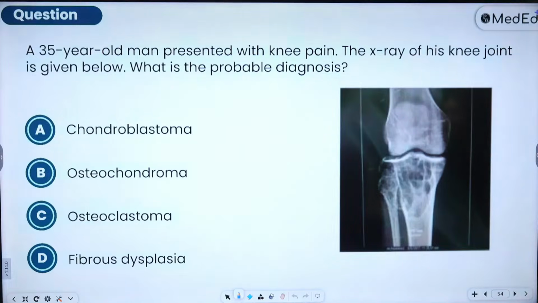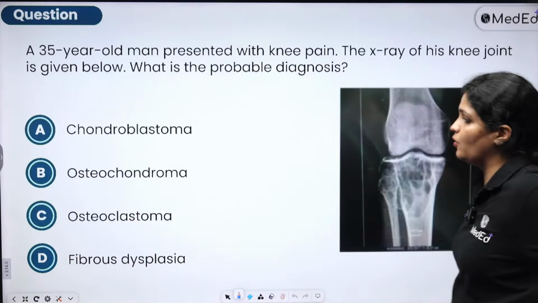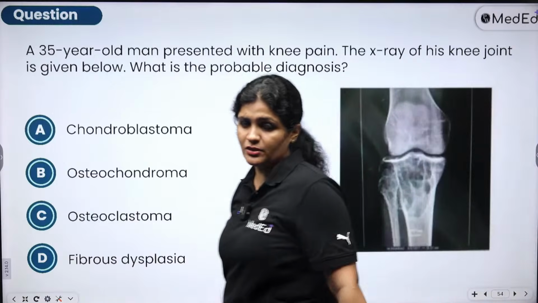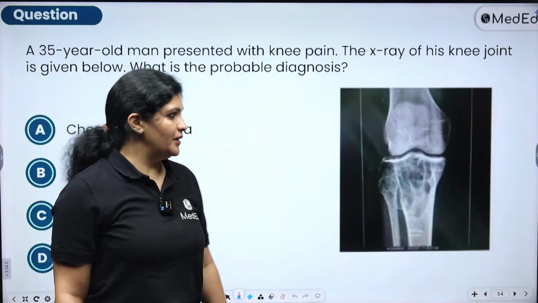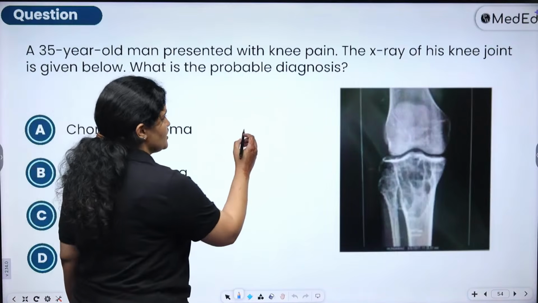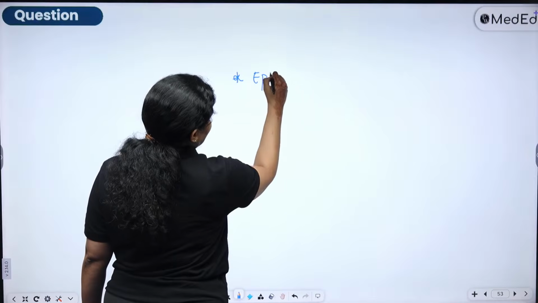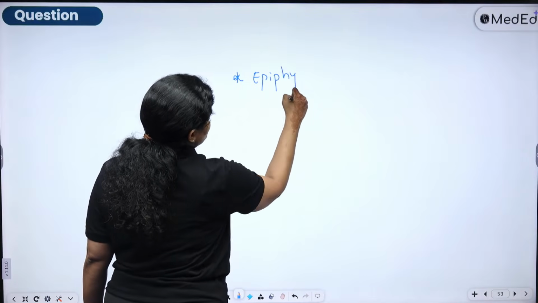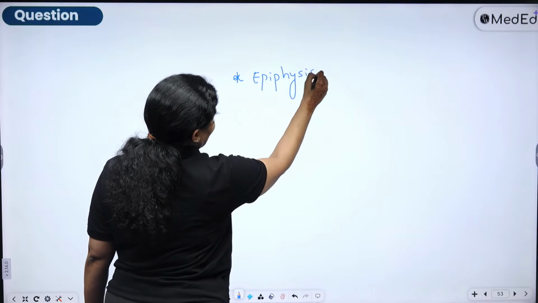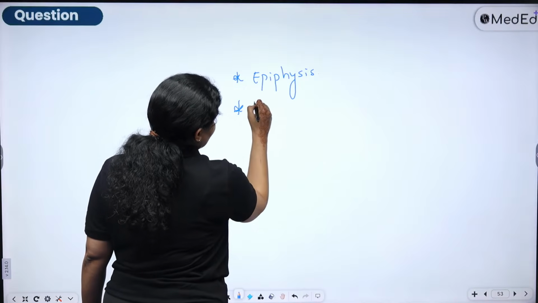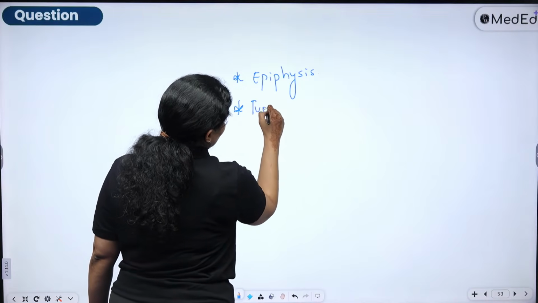A 35-year-old man presented with knee pain, X-ray showing so-and-so features. What is this? Is it a chondroblastoma, a costochondroma, osteoclastoma, or fibrous dysplasia? I think everybody can answer this really well. Here you can see that it is involving the epiphysis. Whenever you want to answer a tumor question, first you have to locate the bone. Then you see what the tumor is doing to the bone, right?